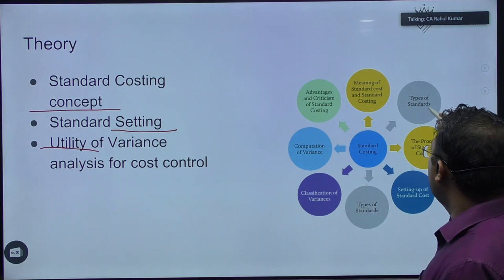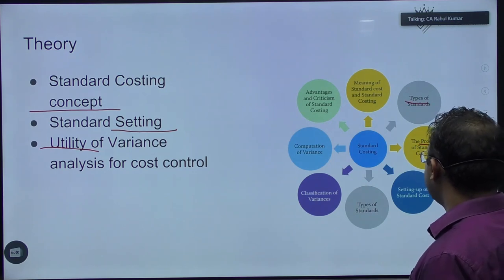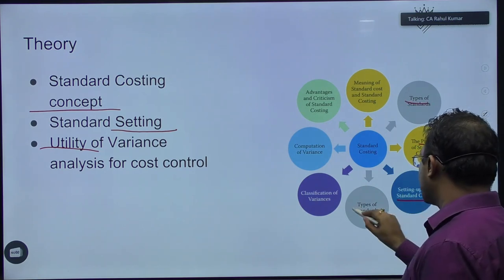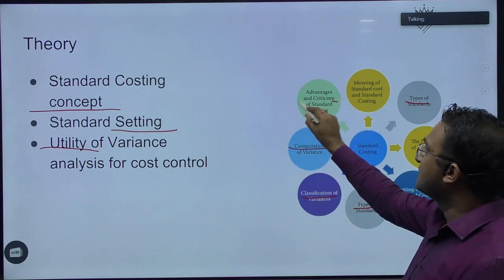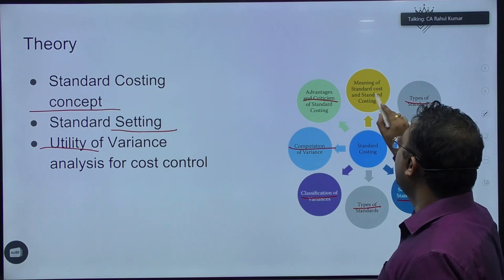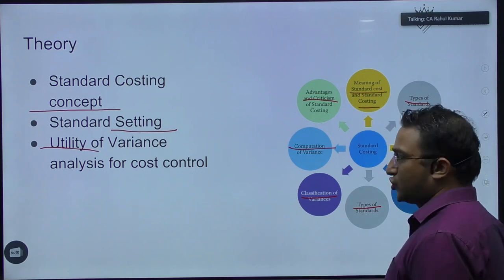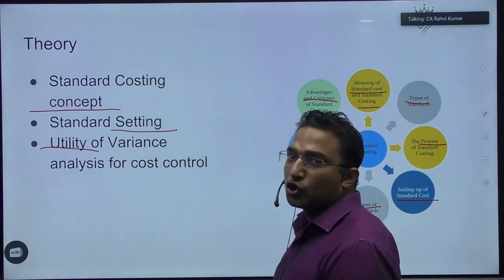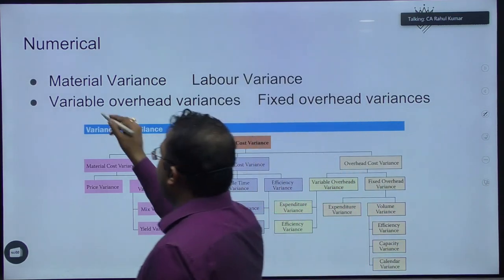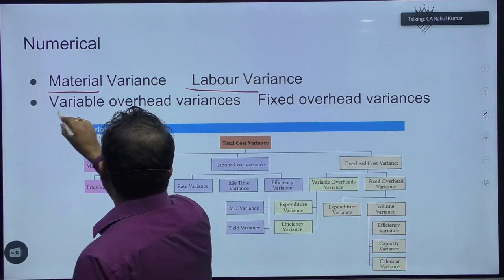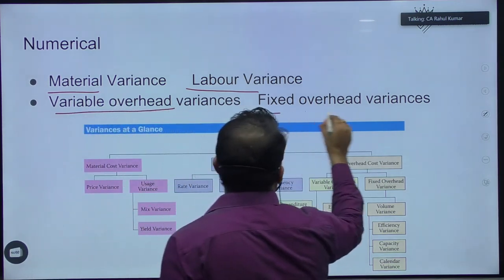So you should know types of standards, process of standard setting, setting up of standard cost, classification of variances, computation of variances, the criticism of standard costing, and then the difference between standard cost and standard costing. So this theory part you should know very, very clearly. In the numerical part, they're asking material variance, labor variance, variable overhead variance, and fixed overhead variance.